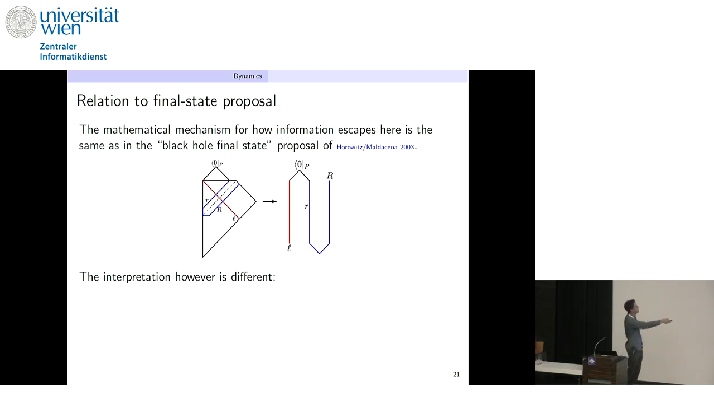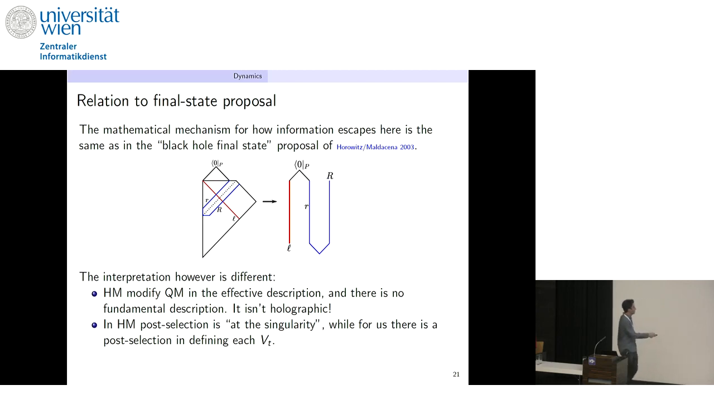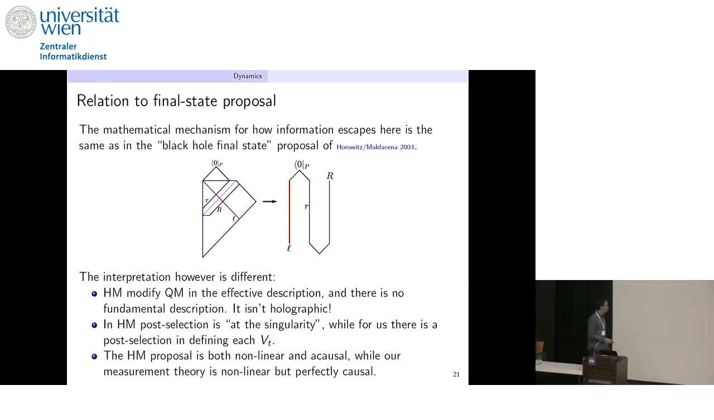You have this post-selection that teleports through entanglement, but the interpretation is different because in the Horowitz-Maldacena standard proposal, they modify quantum mechanics in the effective description. There is no fundamental description, and so it's just not holographic. They're just trying to do everything in the bulk, if you like. They also try to interpret the post-selection as being at the singularity, whereas for us, it's in the definition of the holographic map. Their proposal is both nonlinear and acausal. Our measurement theory is nonlinear, but it's perfectly causal. Okay, so this is just to convince you that these things are different, although certainly related.